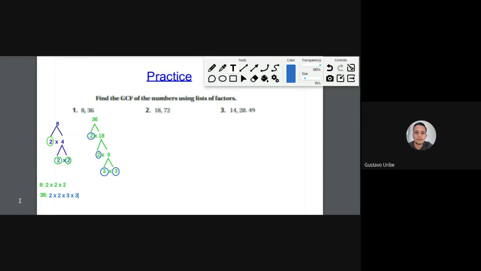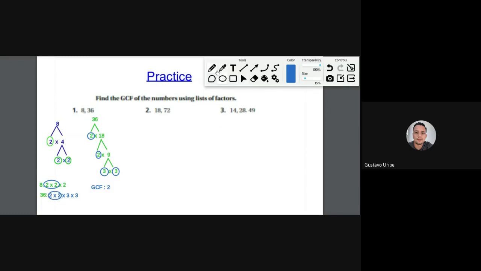So now we can go ahead and see the greatest common factor that they have is, well, this has all 2's and this is a 2. So my GCF is 2. Actually, there's more pairs, right? So we have 2 2's here, and 2 of them here.